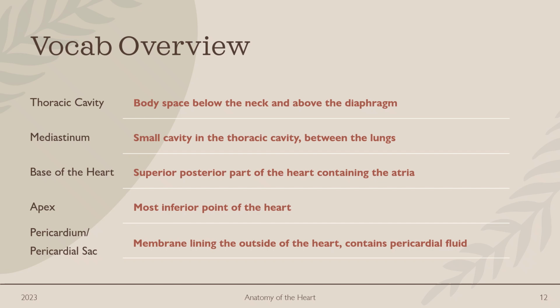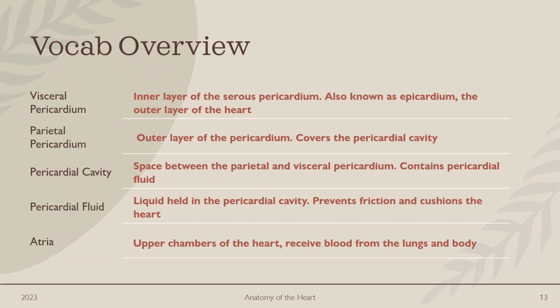The apex is the most inferior point of the heart, and the pericardium or pericardial sac is the membrane that lines the outside of the heart, containing the pericardial fluid. The visceral pericardium is an inner layer of the serous pericardium. This is also known as the epicardium, which is the outermost layer of the heart. The parietal pericardium is the outer layer of the pericardium, and it covers the pericardial cavity.